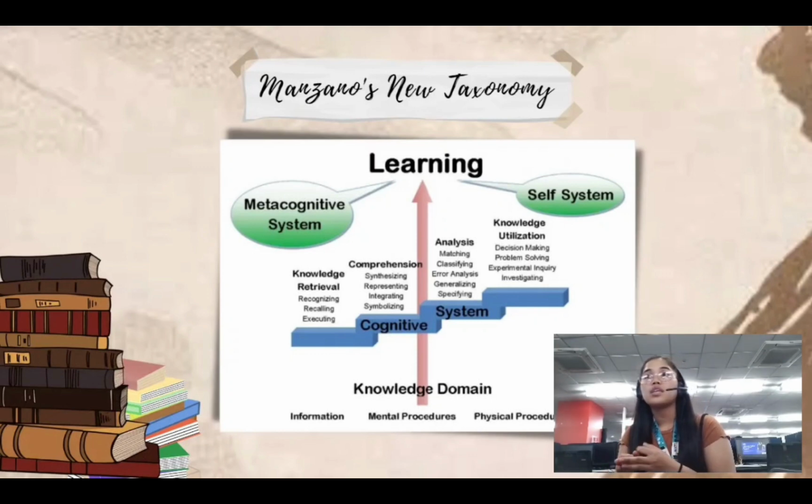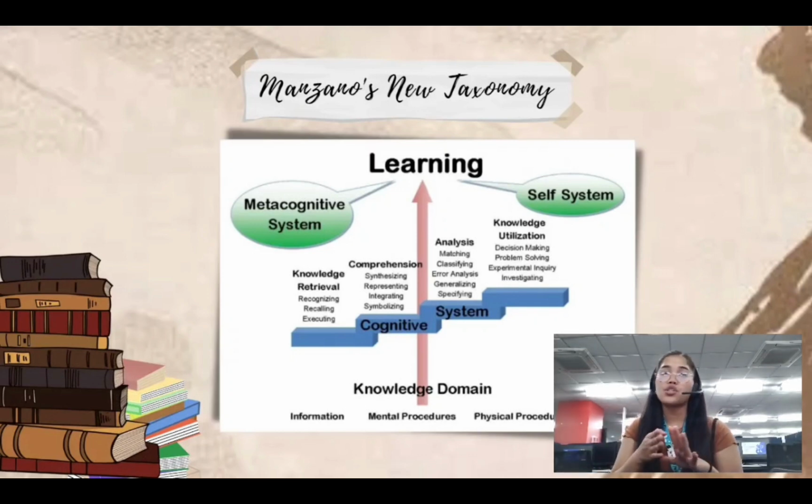The information is the what of knowledge, and the procedures are the how-to. So, what is information? Information, this type of knowledge domain, involves the acquisition of factual information. Students are expected to memorize and recall information about a particular topic. For example, in a history class, students might be expected to memorize dates, names, and events. And how about the mental procedures?